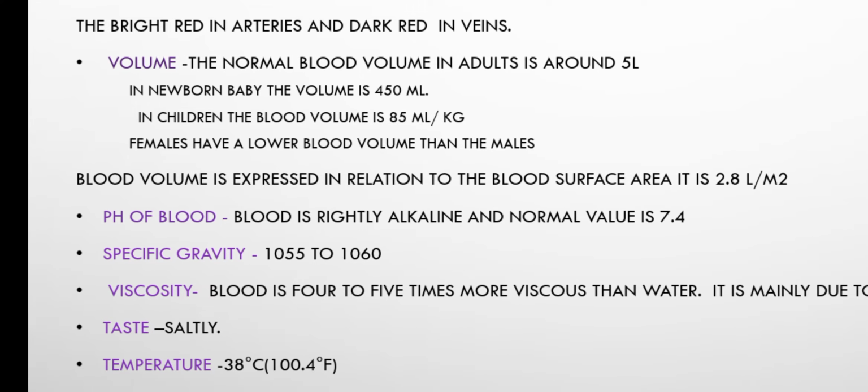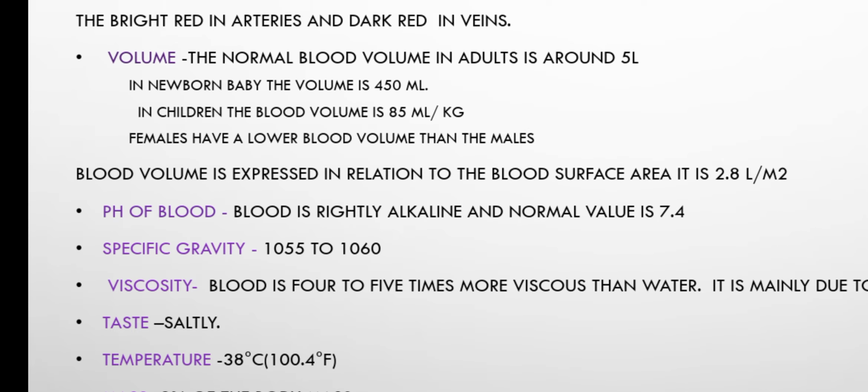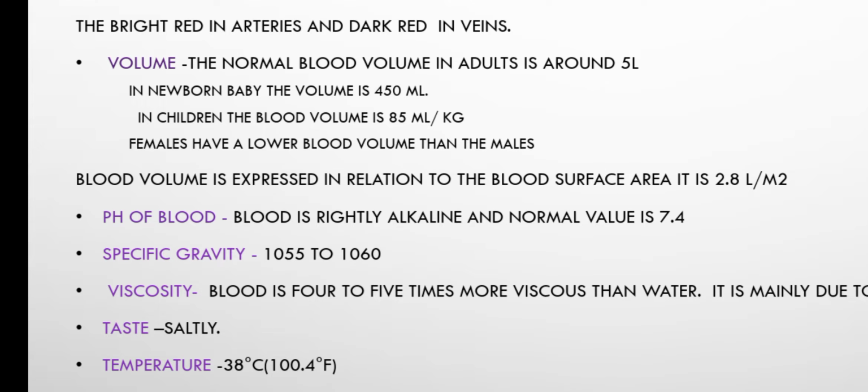The volume of blood in adults is around 5 liters, in a newborn baby it is 450 ml, and in children it is 85 ml per kg. Females have lower blood volume than males. The blood volume is also expressed in relation to body surface area. It is 2.8 L per meter square.